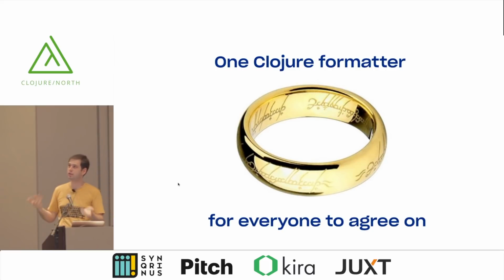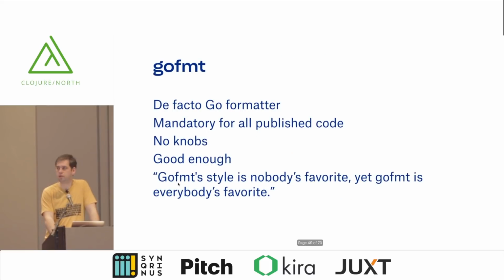He started a thread on Clojureverse about whether Clojure should get something like gofmt or not. If you don't know what gofmt is, it's the de facto Go formatter. It gets shipped with the Go language itself, right? I think they require all code that gets published to the main default repository for Go code to be formatted with it. So it's like enforced on everybody, right?